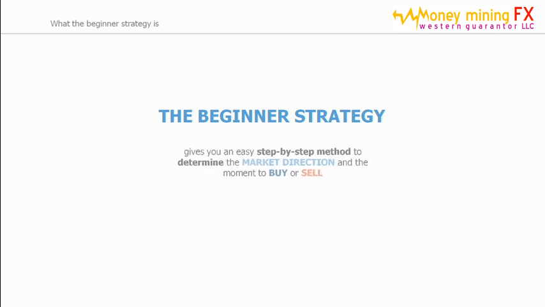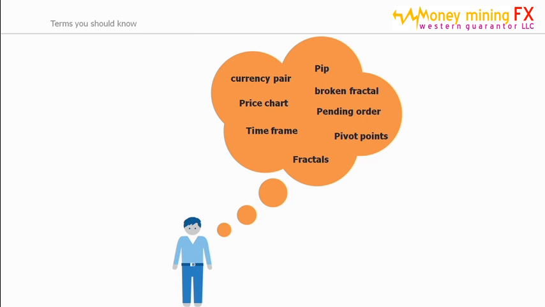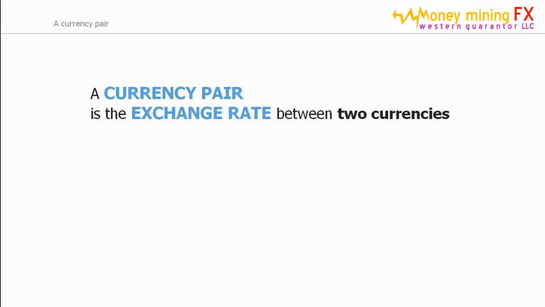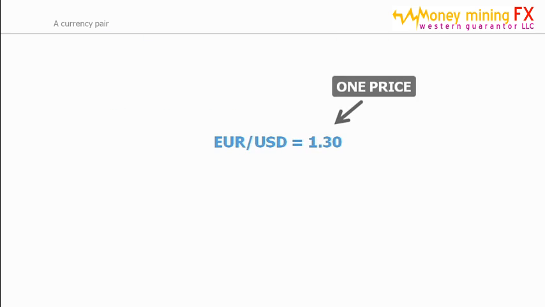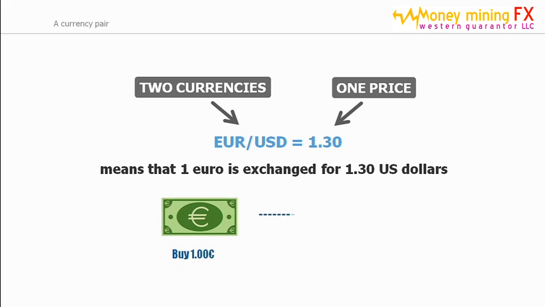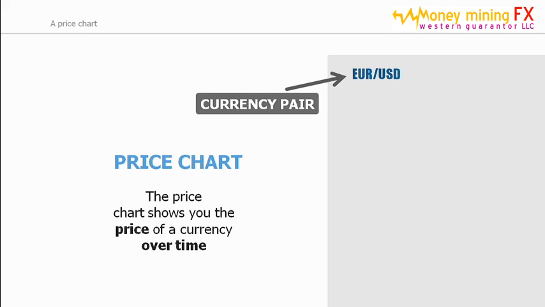The beginner strategy gives you an easy step-by-step method to determine the market direction and the moment to buy or sell. In order to get started with the beginner strategy, there are a few terms that you should know. Ready? Let's start. A currency pair is the exchange rate between two currencies. A currency pair is referred to as one price. This price is the exchange rate between two currencies. So if the price of the euro-US dollar is, say, $1.30, then this means that 1 euro is exchanged for $1.30. A price chart shows how the exchange rate between two currencies develops over time.